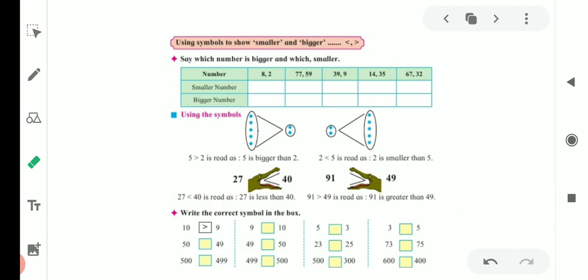Okay, so today we have studied the signs of smaller than and greater than. How to apply them, how to read the numbers with the signs, and how to apply them accordingly. We have seen it today. So that's all for today.